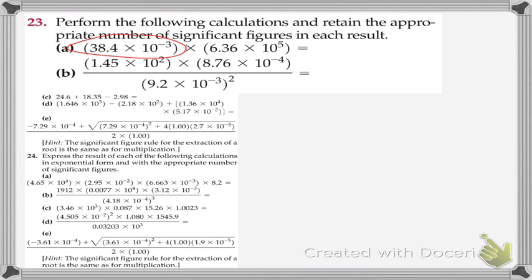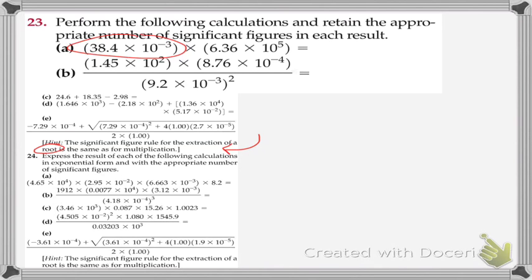Okay. The other thing, though, is there's a hint down here at the bottom under 24. Actually, there's a hint in both of them. Anytime you're using the square root, the square root follows the same rules as multiplication and division.